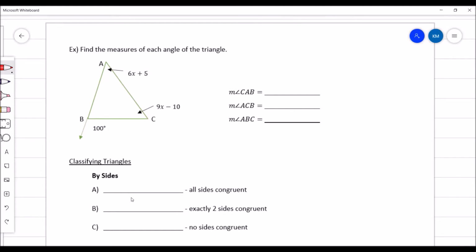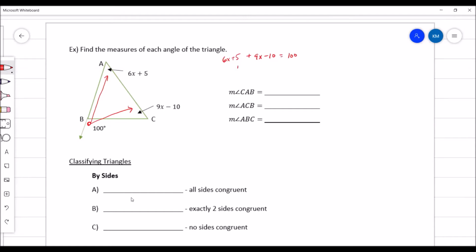So what I want to do, before I worry about answering this question, is solve it here. This measure of angle, the angle 100, should be the sum of its remote interior angles. That's here and here. So I have an equation to set up: 6x plus 5 plus 9x minus 10 should equal the exterior angle 100.